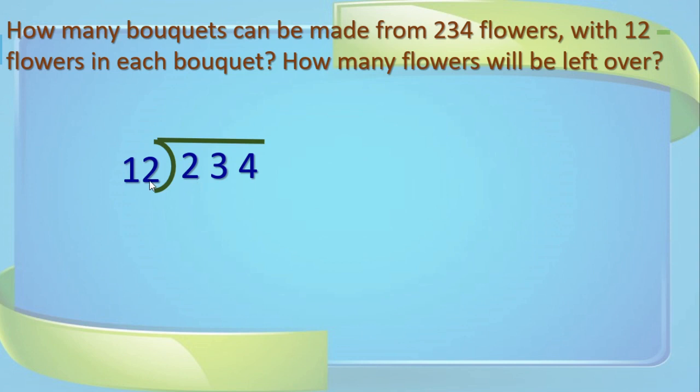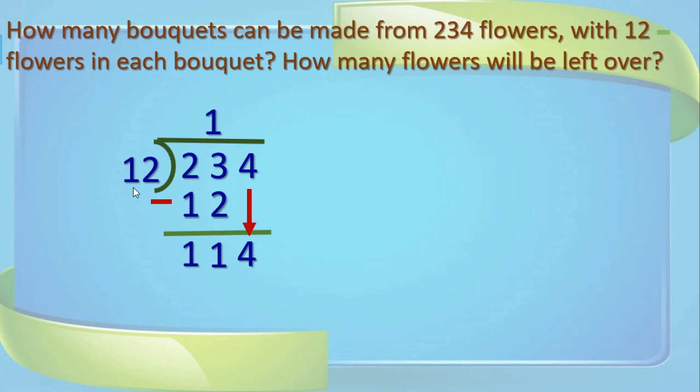Yes. 12 ones are 12, 12 twos are 24. 24 is bigger than 23, so what we will do, 12 ones are 12 we will take. Okay, now 23 minus 12, that is 3 minus 2 is 1 and 2 minus 1 is 1, right? 11. 11 we got, and 11 is smaller than 12. So what we will do, this 4 we will take down.